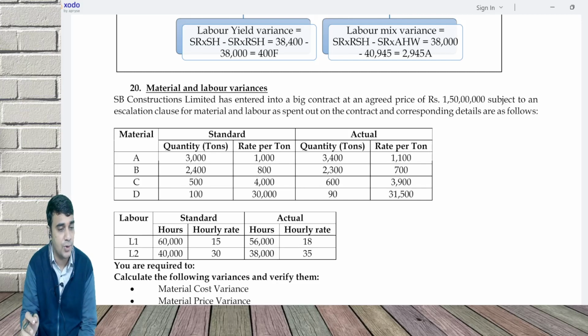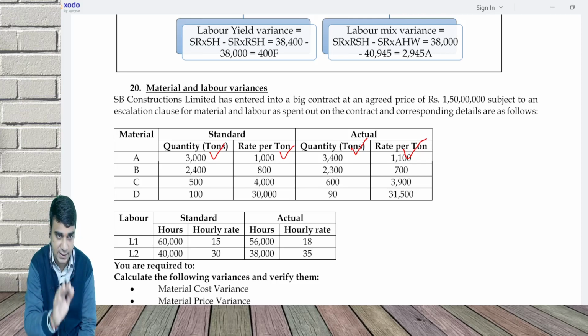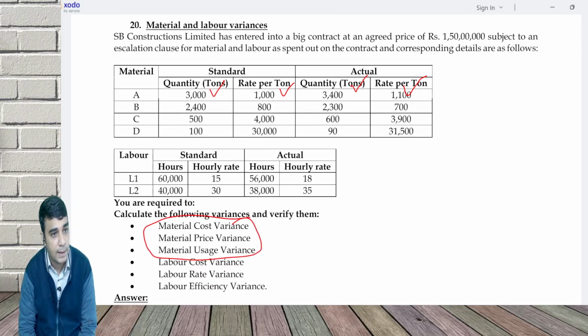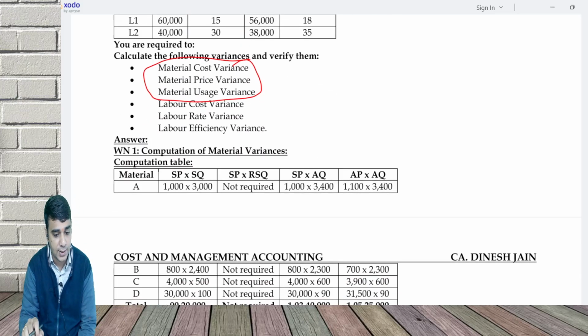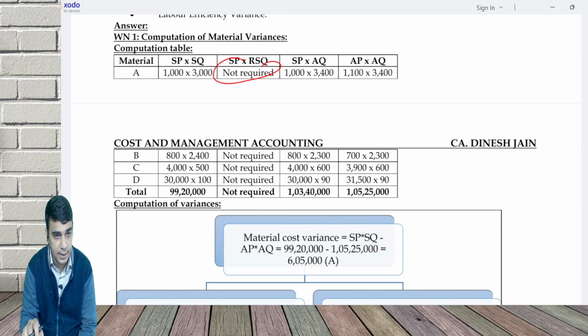I could have removed this question altogether because you have standard quantity directly in the question, standard price directly in the question, actual quantity directly in the question, actual price directly in the question. You just need to apply and get the answer. No calculation needed. SP is available, SQ is available, AP is available, AQ is available. No need to even do RSQ calculation because it is not asked for mix and yield variance. Similarly, SR is available, SH is available, AR is available, AH is available. No need to do your RSH. Everything else is directly available in the question.